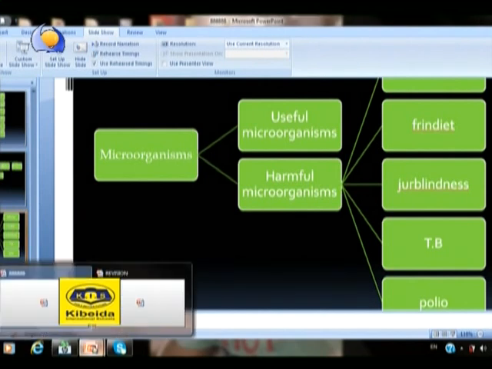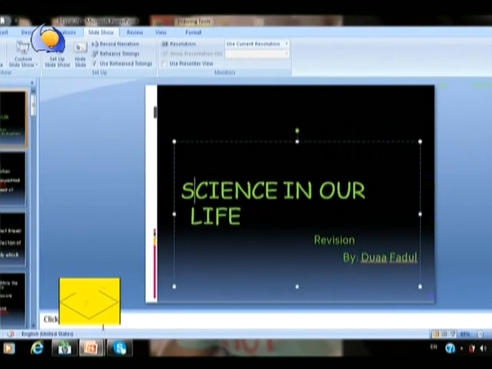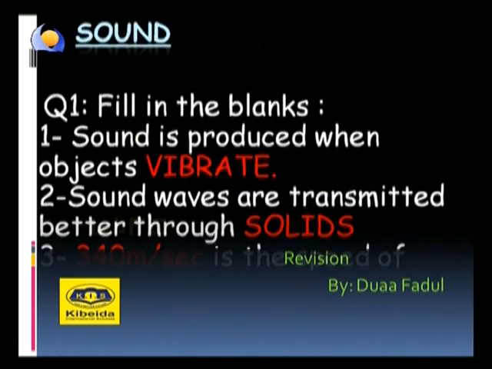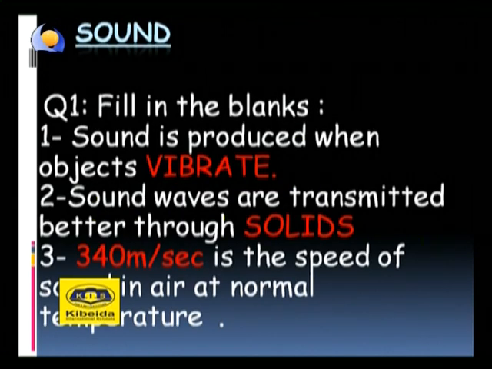Then we have questions, or what we call must-repeat questions in the science exam, and how we can solve these questions. The first question is about the sound unit. Look at question one, fill in the blanks. Number one, sound is produced when objects vibrate. Yes, the answer is vibrate.